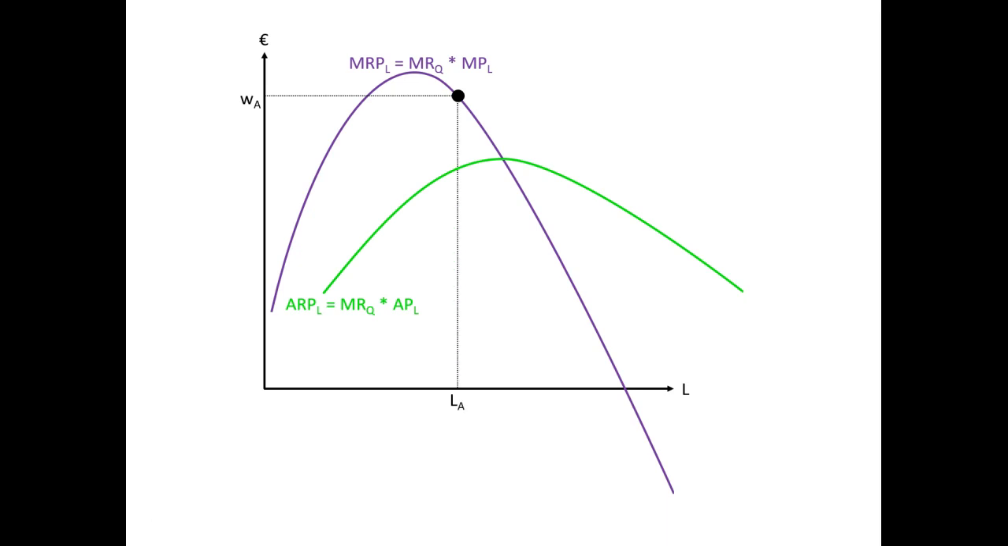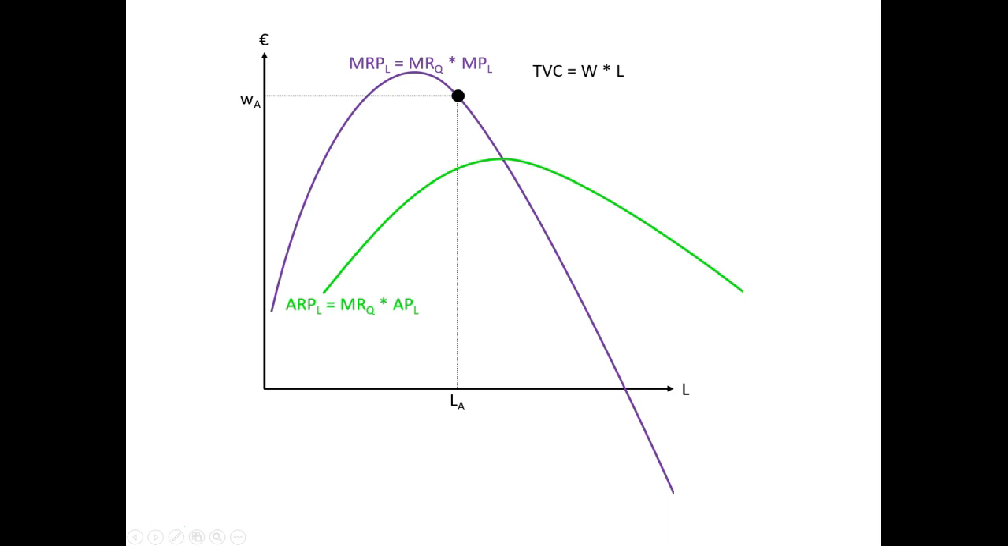So we know that if they are facing WA, they could be willing to buy LA units of labor. But what's the profit for the company if we do this? Well, we start by calculating the total variable cost. The total variable cost is, as usual, the wage rate times the labor units. So in this case, WA times LA, which is this big rectangle there. That's the total variable cost.